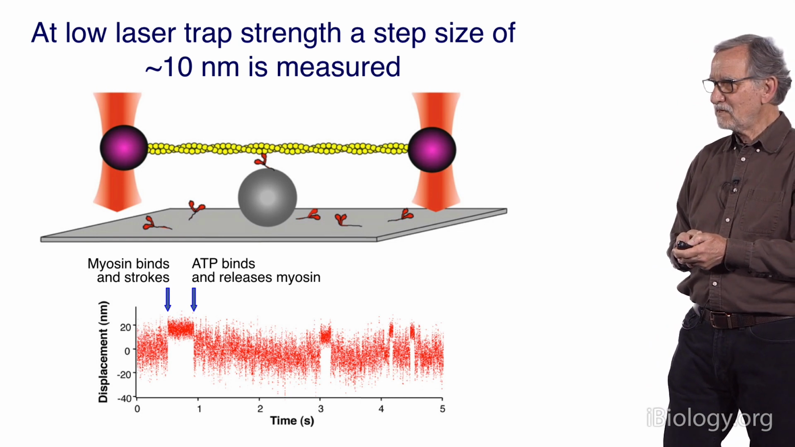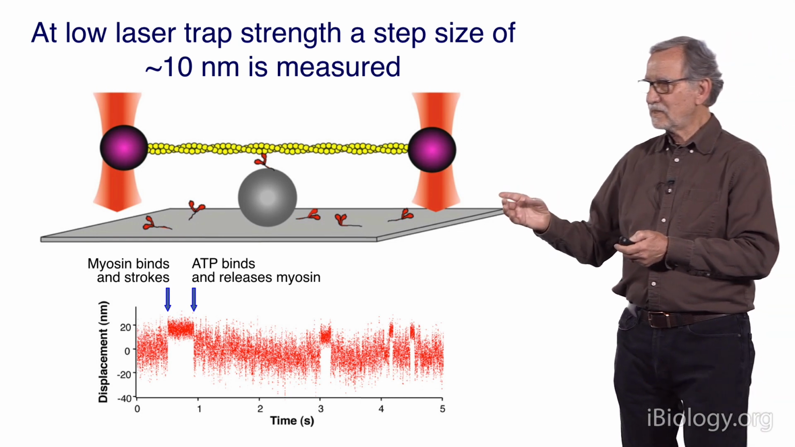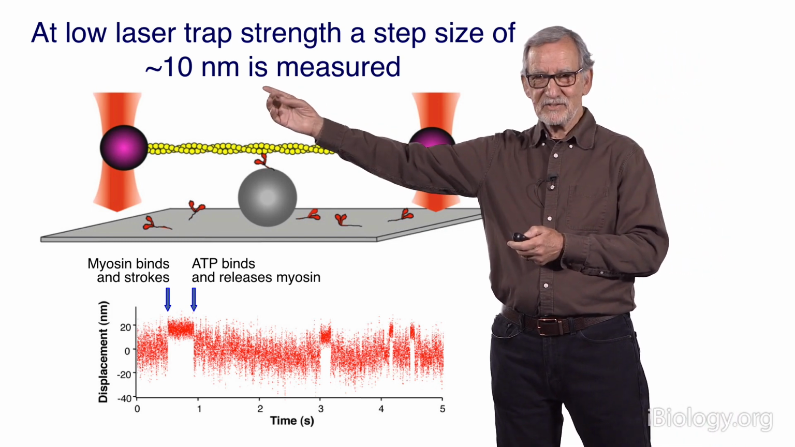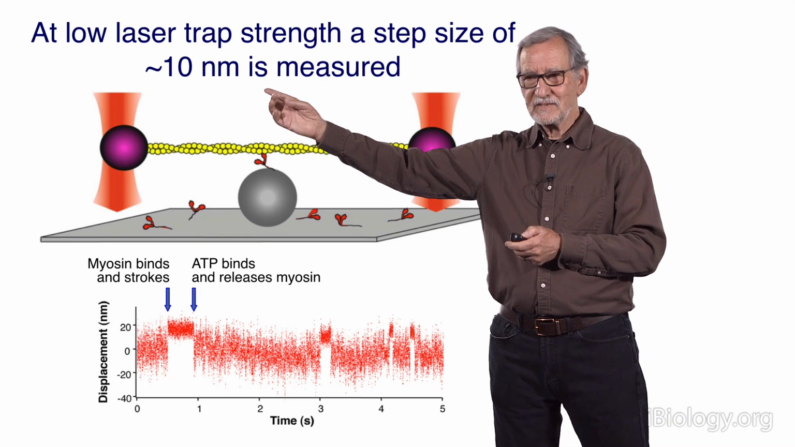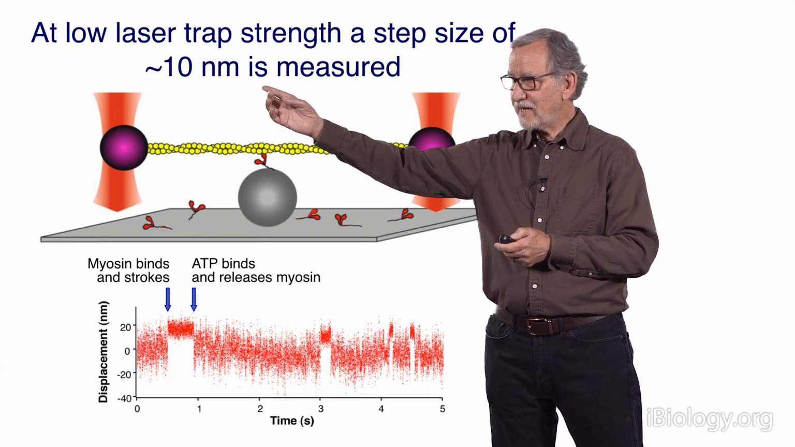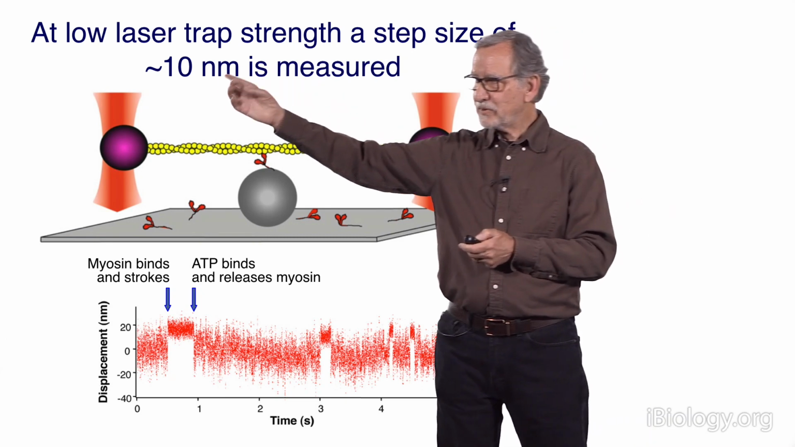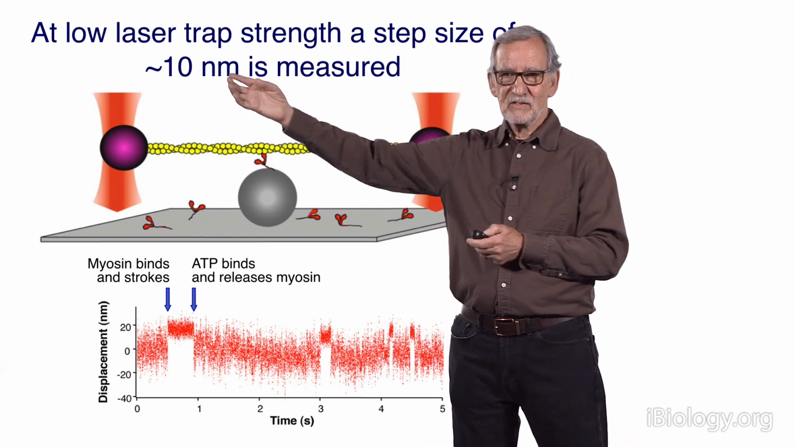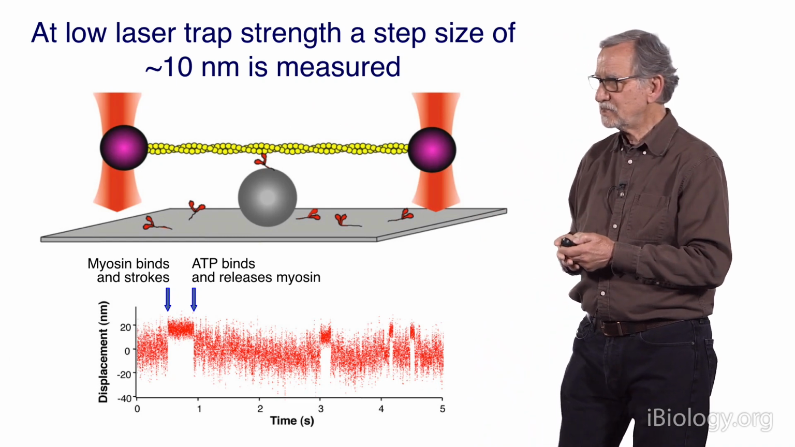Okay? Furthermore, perhaps I should say that again. 10 nanometers. Not 60, not 100, but 10 nanometers. So while that doesn't prove the swinging crossbridge hypothesis, it's now consistent with it and doesn't disprove it.